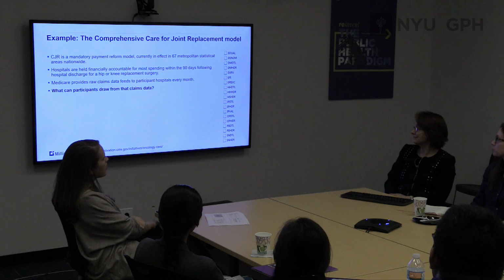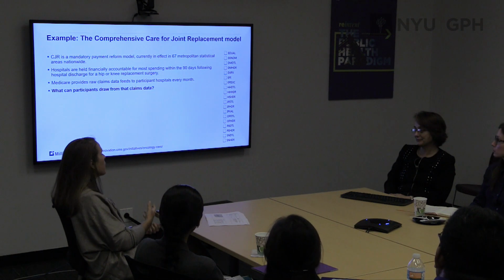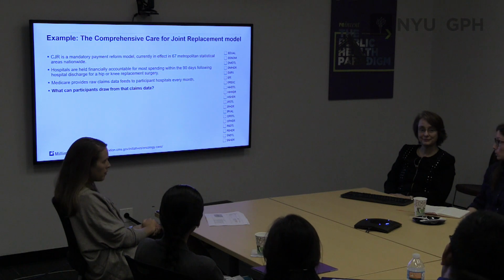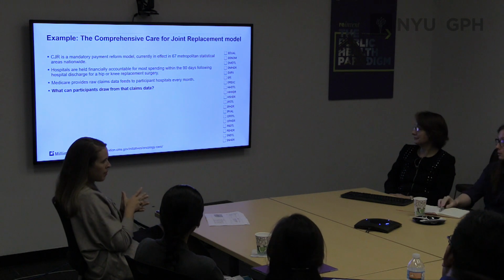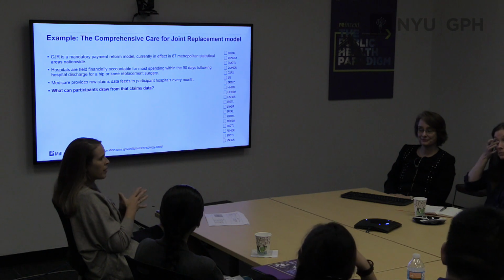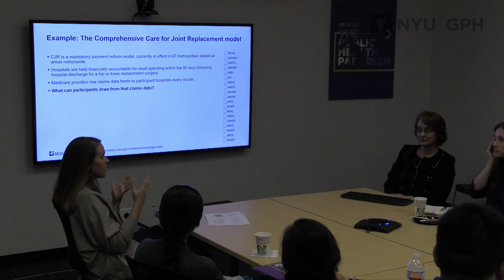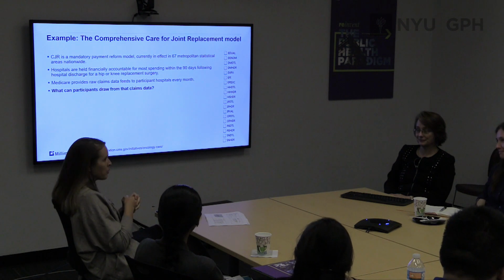And so this is an example. One of these programs we work with a lot is called the Comprehensive Care for Joint Replacement model. Joint replacement is one of the most ubiquitous services that Medicare beneficiaries receive. They get their hips and knees replaced because apparently human hips and knees were not meant to last as long as we live now, or we're messing them up in some way, I'm sure.